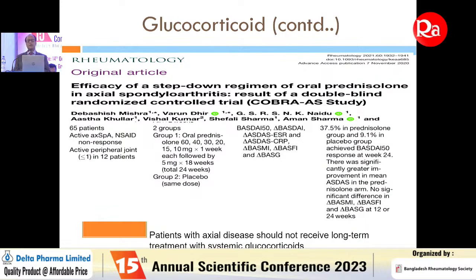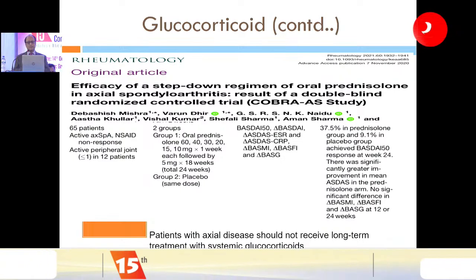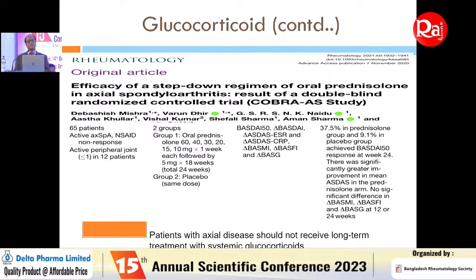So I'd like to request all our junior colleagues: if you consider that your patient has spondyloarthritis, you don't need to put them on systemic glucocorticoids. I can assure you, even if you prescribe for a short term, 7 days or 14 days, they will pick up only the glucocorticoid, prednisolone or deflazacort, whatever it is, and they will continue it. After months and years, this patient will come to you with a lot of adverse effects. So we have to be very cautious.